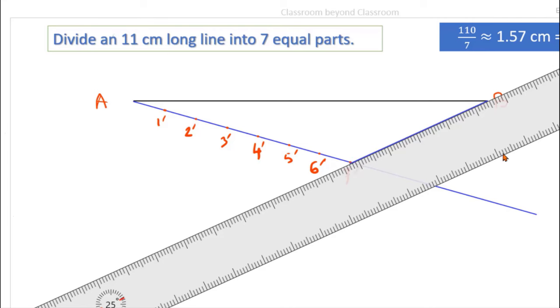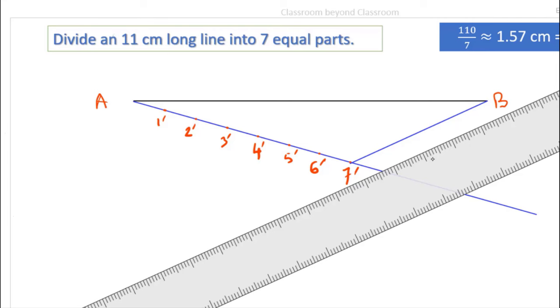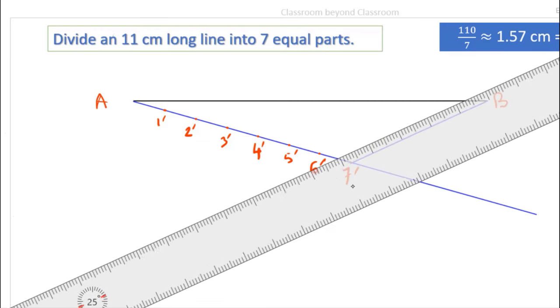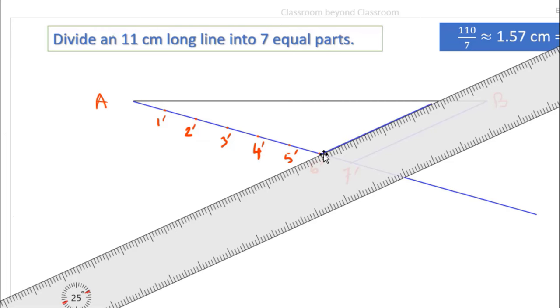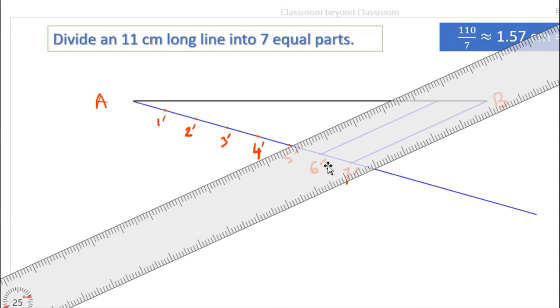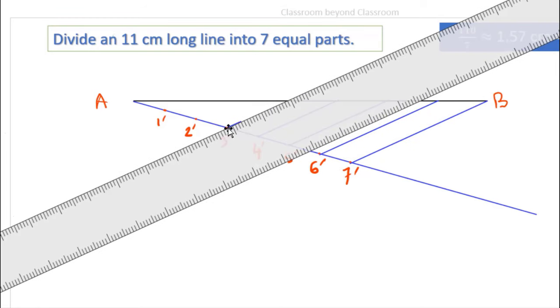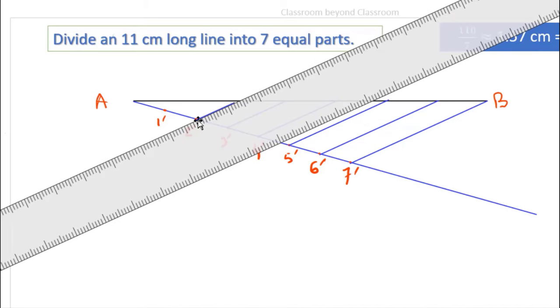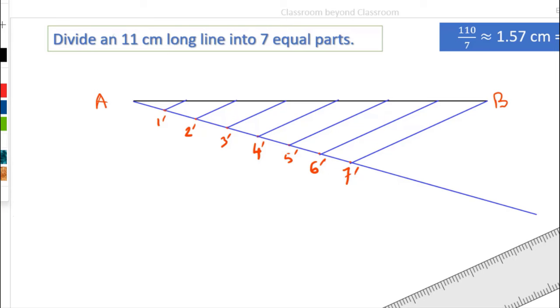First, we'll join 7 dash and B. Next, since we have got one line, now we can draw lines parallel to the line 7 dash B. And for that, you can use a mini drafter or set square, a combination of the set squares. So this way you can draw the second line, this is another parallel line, and therefore we get the equal divisions like 1, 2, 3, 4, 5, 6 and 7.